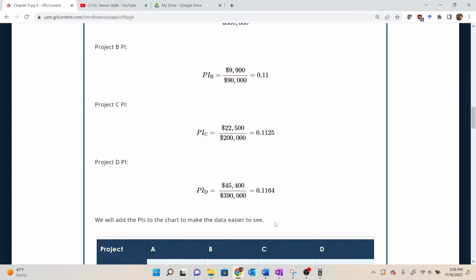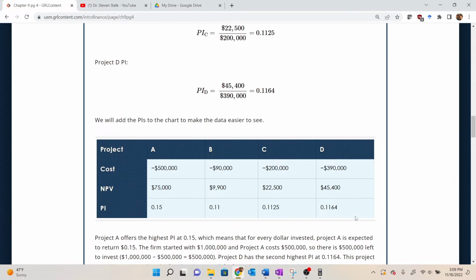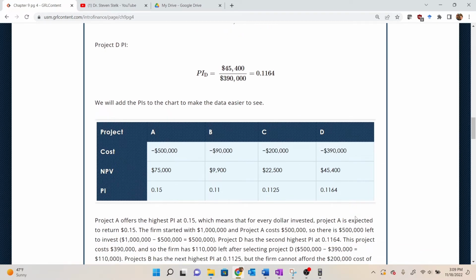And then finally, project D had an NPV of $45,400 and a cost of $390,000. So when we do that division, we will get a profitability index of 0.1164. Right, now what I like to do when I work these problems is I'll just add the profitability index to the chart at the bottom so I can keep track of it a little bit easier. Just visually, it makes more sense to me.